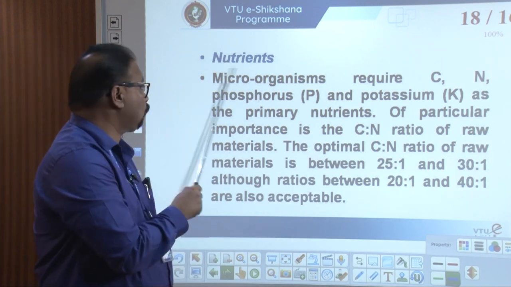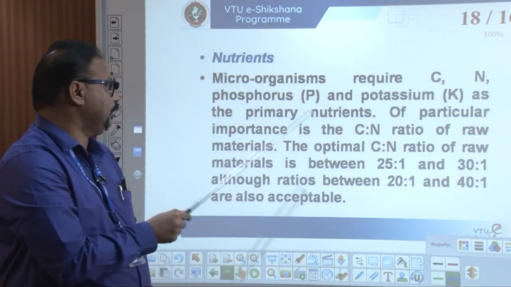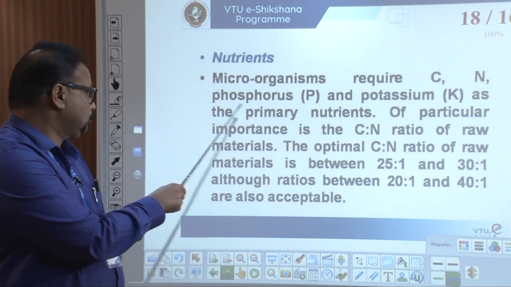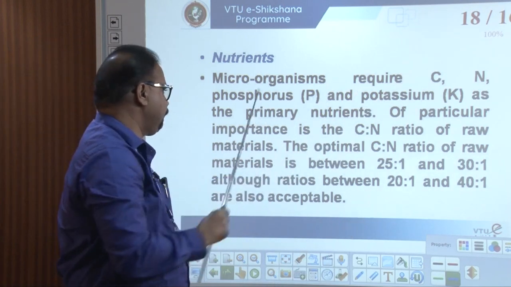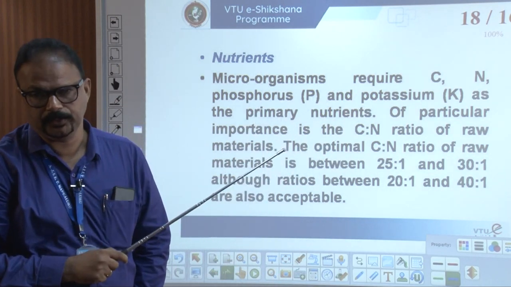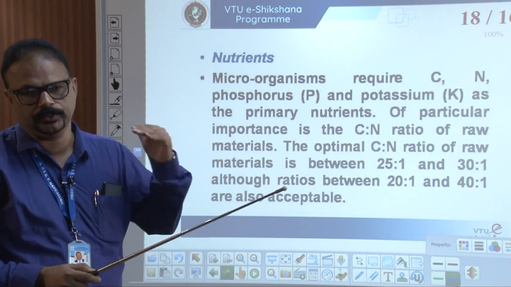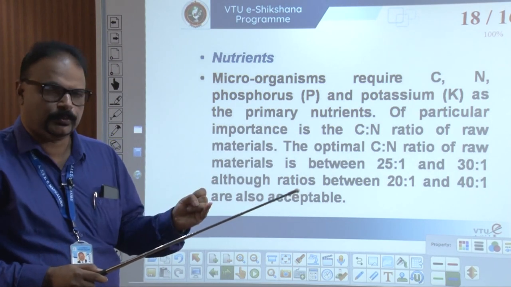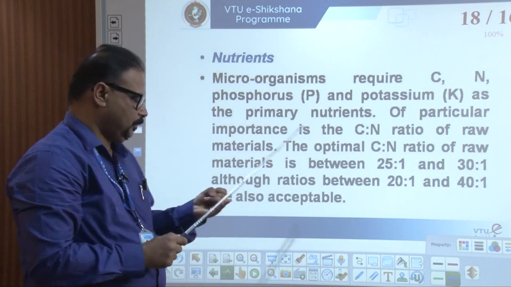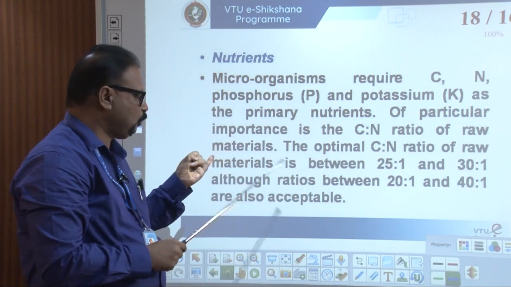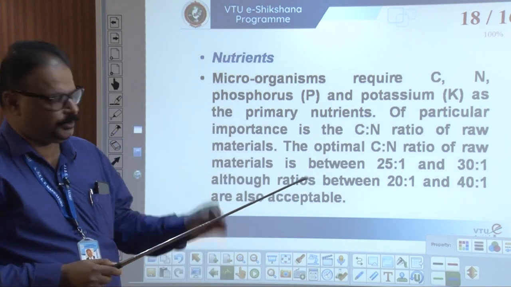Microorganisms need nutrients: phosphorus, potassium, carbon, and nitrogen are the primary nutrients they need for growth. We have to maintain the first one, aeration, then the second one, moisture, and the third one, nutrients.